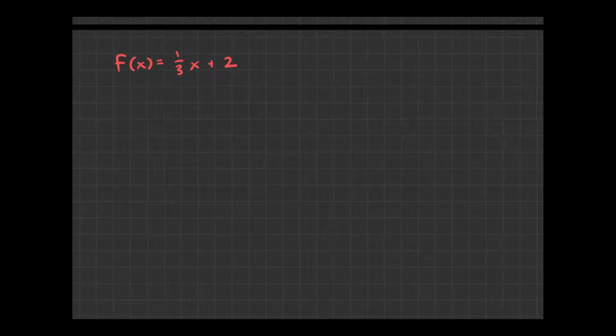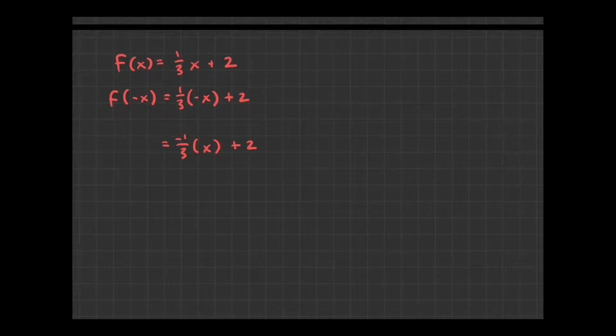Okay, so let's see if this is even or odd or neither. What we would do is plug in negative x. This would be 1/3 of negative x plus 2, which ends up being negative 1/3 of positive x plus 2. Is that related to f of x at all? Yeah, so the x is positive now.